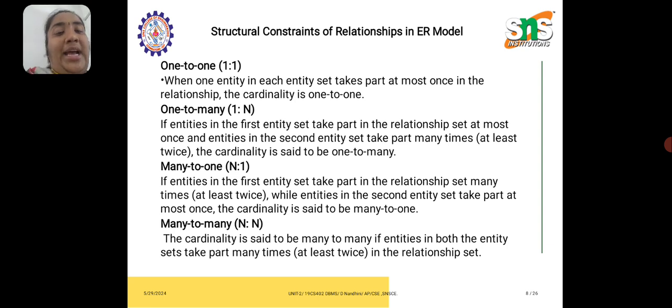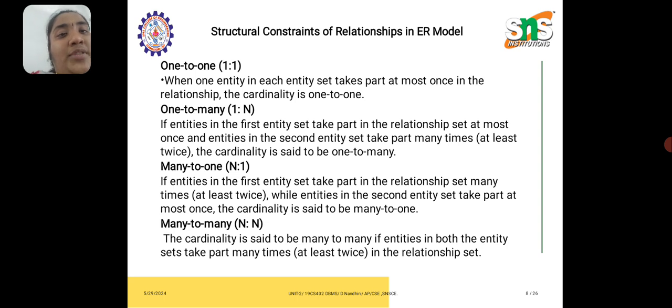For example, we have A on the left side and on the right side we have B, C, D and E. A is related with B, C and D. So a 1 to many relationship has been done here. Next one is the many to one relationship. Many to one relationship is the opposite of the 1 to many relationship.